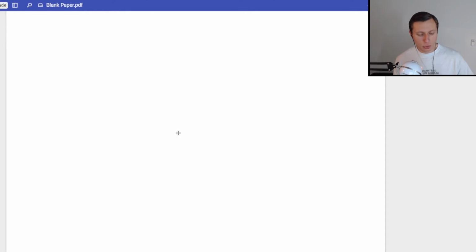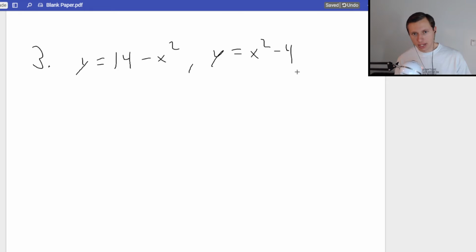Okay, the next one's kind of hard. Problem 3. I want to find the area between y equals 14 minus x squared and y equals x squared minus 4. Now, this one's not easy to draw, but I'm going to ask if there's anyone out there in the audience of the 17 of you, do any of you know what I would draw for this function?